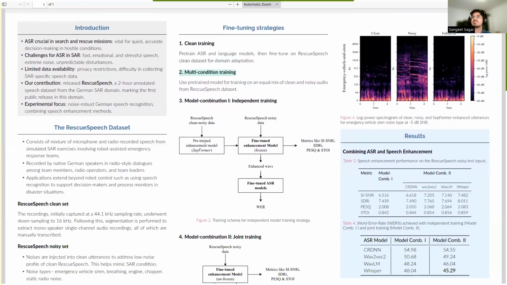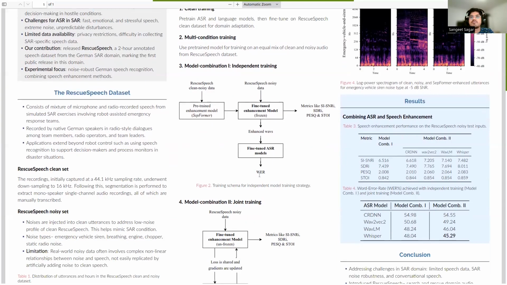The next is multi-condition training. In the multi-condition training, we use equal proportions of clean and noisy recordings from the RescueSpeech dataset and fine-tune our ASR model. In the third strategy, that is model combination 1, that is independent training, we basically combine the speech enhancement model and the ASR model. So the speech enhancement model that you see here is kind of frozen. It's pre-trained and fine-tuned on the RescueSpeech dataset, and it's combined with the ASR model here. So first we have the pre-trained enhancement model, that is SepFormer, and it is further fine-tuned on the RescueSpeech noisy dataset. Once it's trained, we use this model to clean the noisy recordings, and the enhanced recordings are further fed into the ASR model to perform speech recognition, and word error rate and other metrics are recorded.